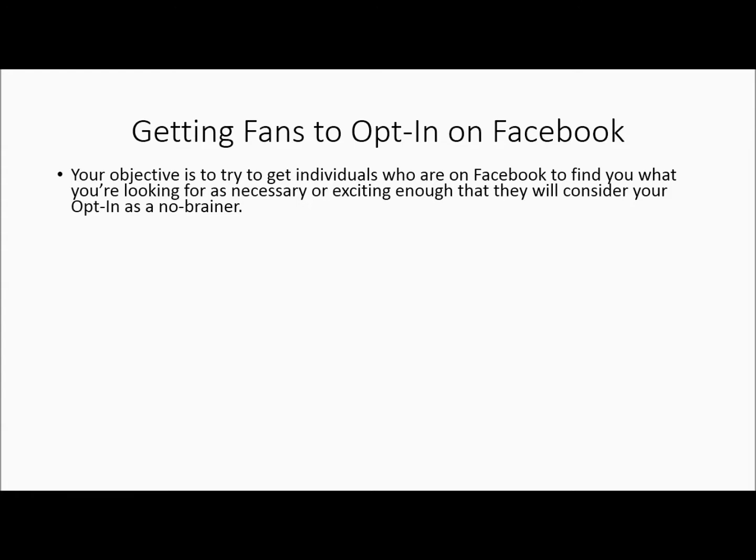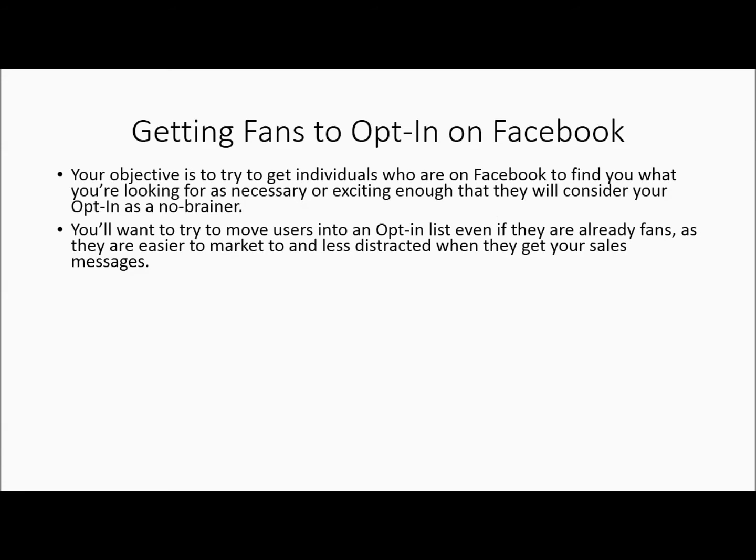So you really want to pay attention to what they're posting about, the things they're discussing on your fan page, and use that to create your opt-in bribe. You want to try to move users onto an opt-in list even if they are already fans. They're going to be easier and less distracted when they're on your list and get your sales messages. So even though you may have hundreds and maybe even thousands of fans, getting those fans onto an opt-in list will really help propel your income even more than if they are just fans on your fan page.